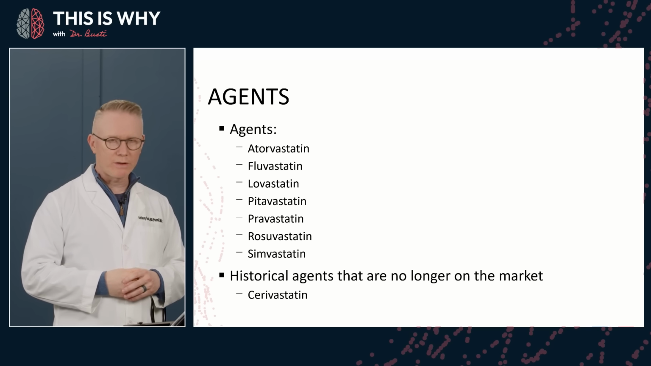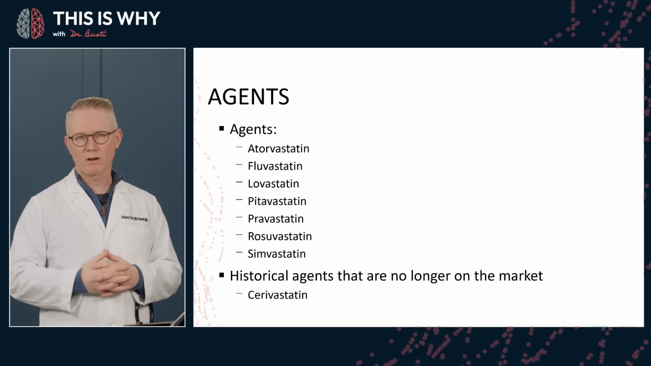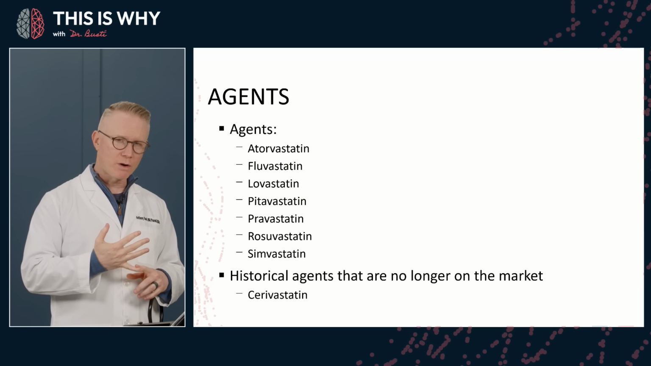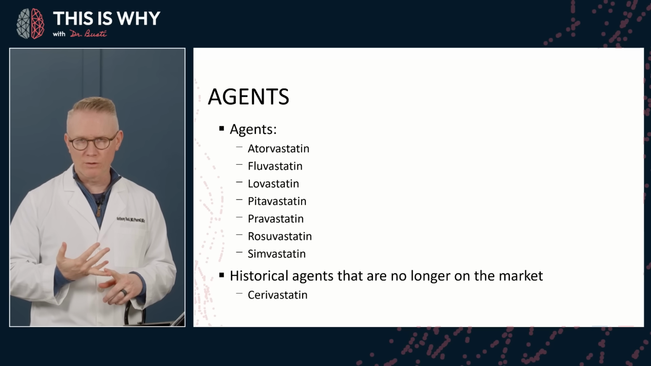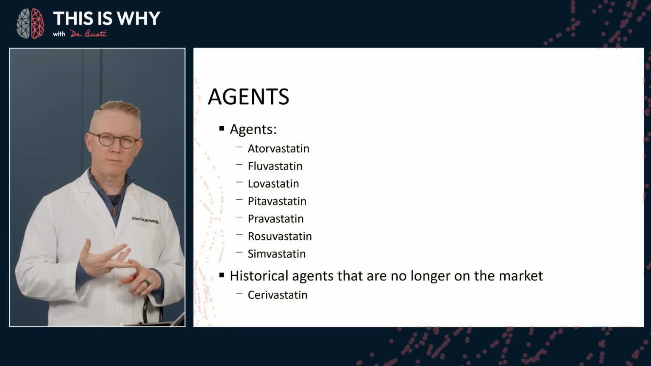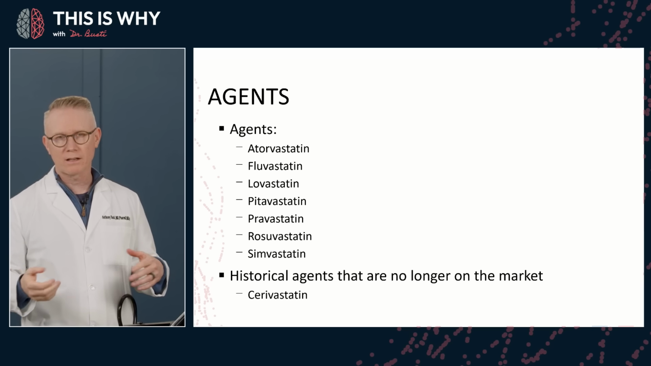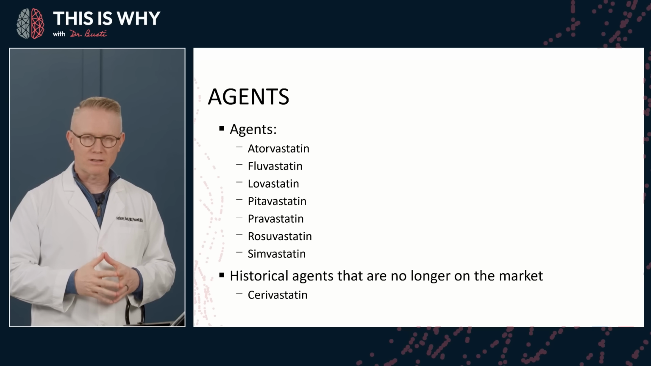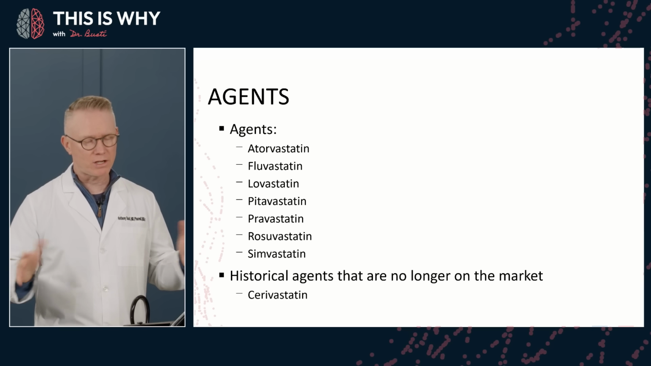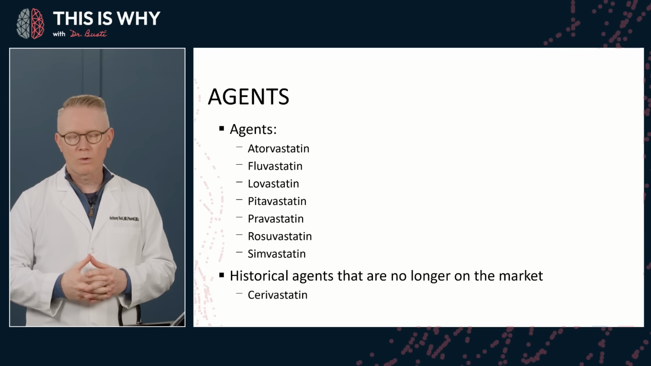Like, for example, rosuvastatin is listed here. It's no longer on the market, but just for historical context. So we have atorvastatin, less commonly used fluvastatin and lovastatin. And then we have pitavastatin, pravastatin, rosuvastatin, and simvastatin. Many of those also come in combination with other medications. I'm not going to dive into those right now. There's too many of them in this particular class.